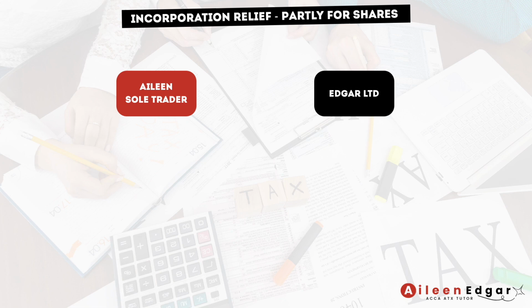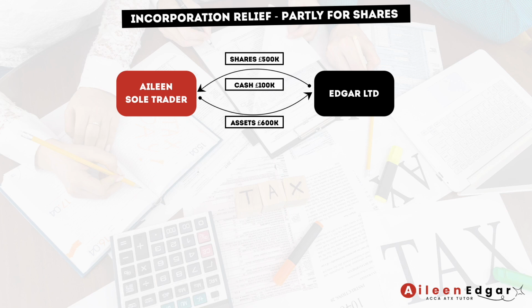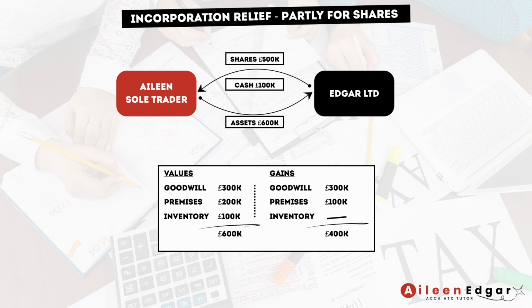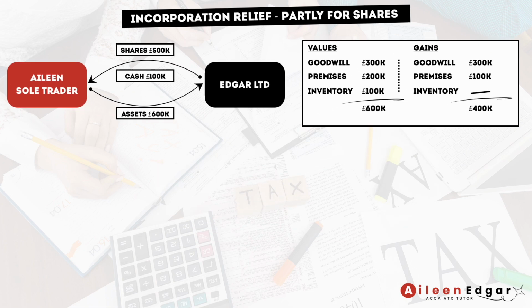So let's say I've still got my sole trade business with assets worth £600,000, which I sell to Edgar Limited, but this time, in return, what I get is £500,000 worth of shares and £100,000 of cash. HMRC is going to take the view that I'm not allowed to defer the whole amount of my gains of £400,000 because I received £100,000 of cash, so I can afford to pay some tax now. But we need to work out how much is going to be taxable now of our gain of 400,000 and how much I can defer until some point in the future when I sell the shares that I'm getting in Edgar Limited. And to do that, we use a formula.